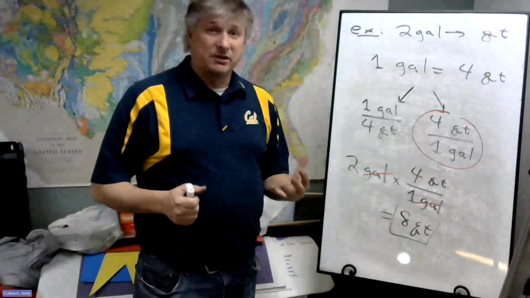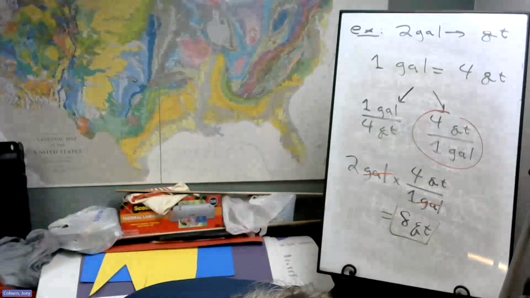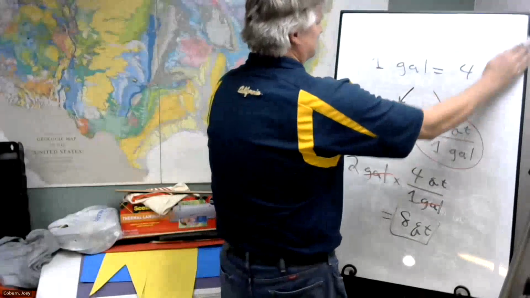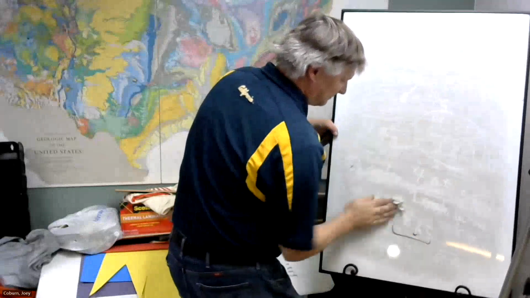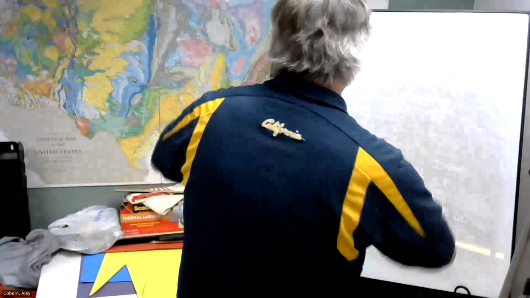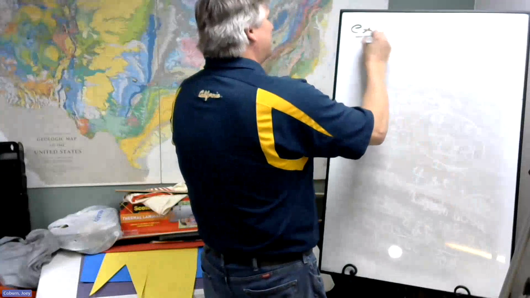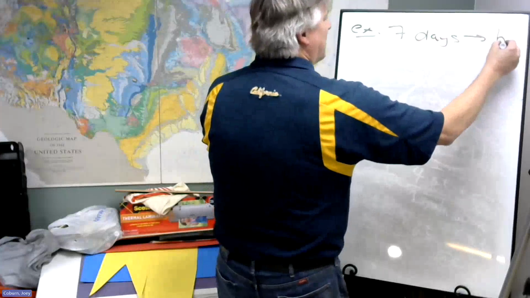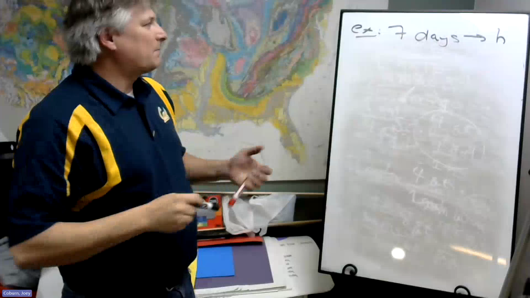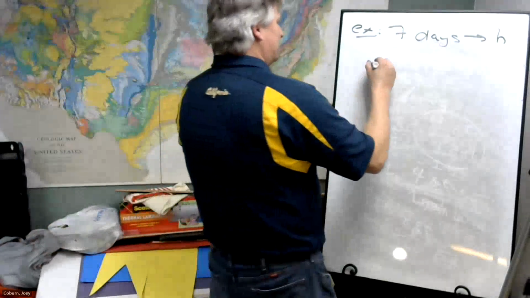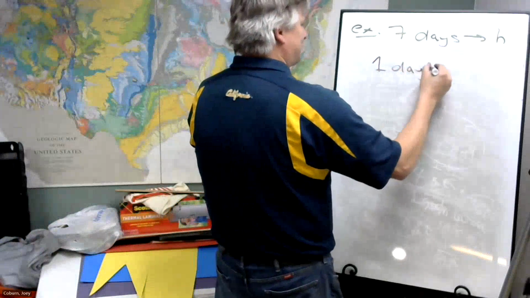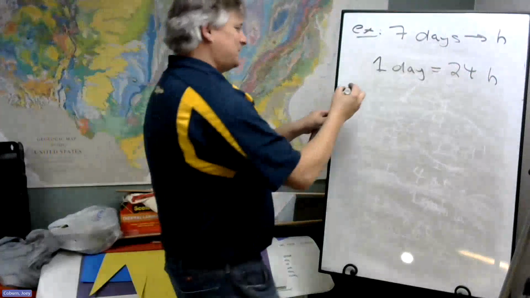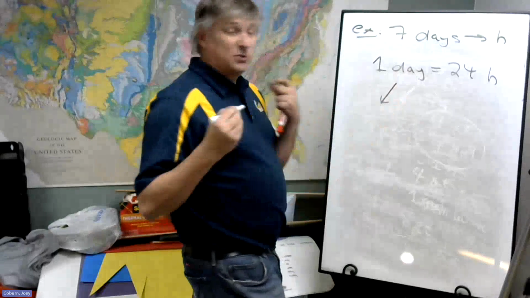Now, there are other quantities we can convert. Let me pull some out here. Suppose we have time. Suppose we want to do the following: 7 days into hours. Well, the relationship here is this. 1 day equals 24 hours. So we have to again choose between one of 2 possible ratios.